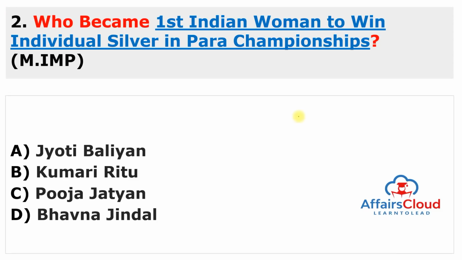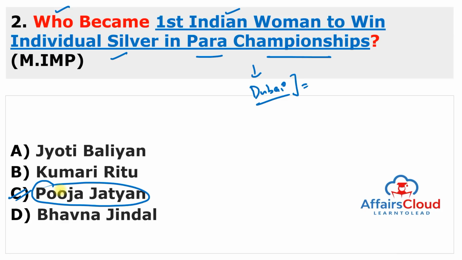Moving to next question. Who became the first Indian woman to win individual silver in para championships? You have to remember this is the World Archery Para Championship and this was hosted by Dubai. So you have to remember the exact place. This is Dubai. And who was the first Indian woman to win the individual silver medal? This is Pooja Jatian. So the answer of this question is C.